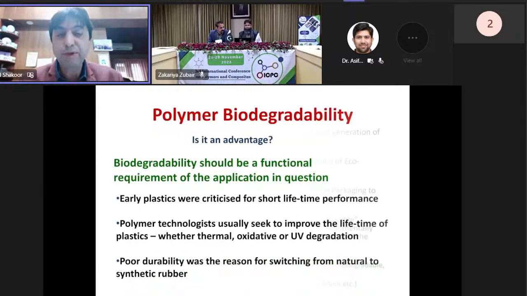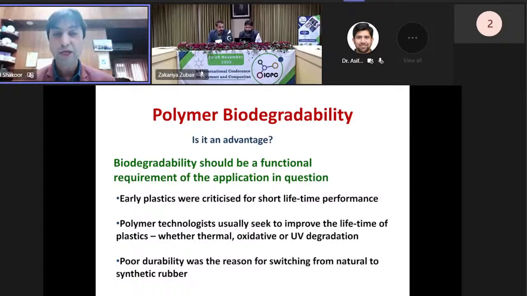So is polymer biodegradability an advantage? The earlier plastics were criticized because in the start, human civilization was using natural plastics, and these plastics were criticized for their short lifetime performance. Polymer technologies usually seek to improve the lifetime of plastic, whether against thermal oxidative or ultraviolet degradation or mechanical degradation of the material. They were looking to improve this.